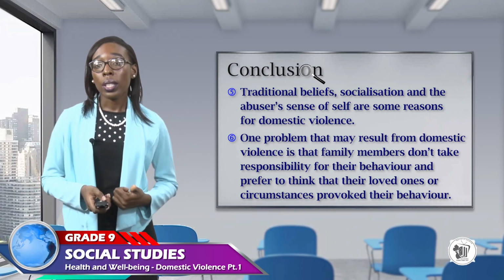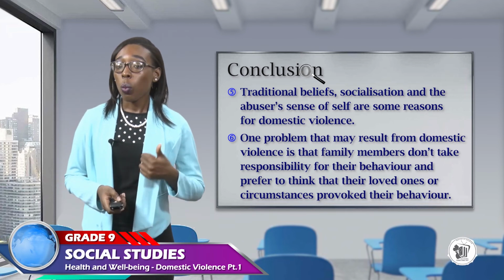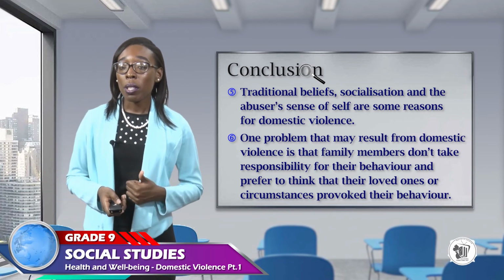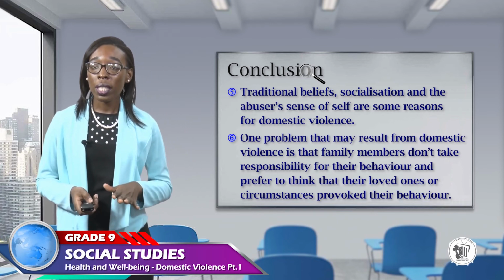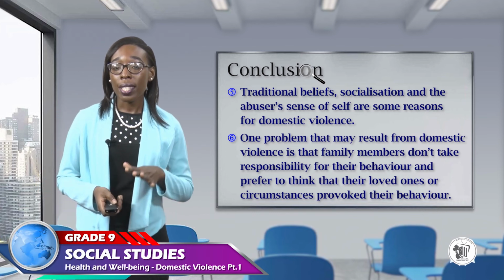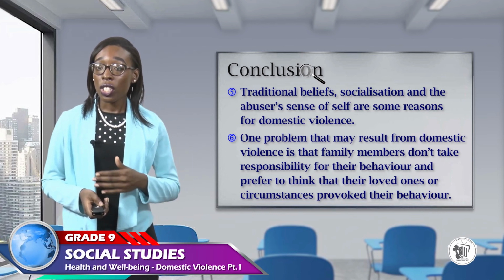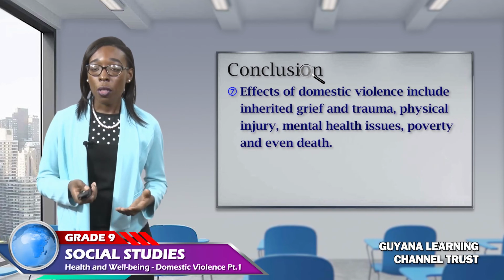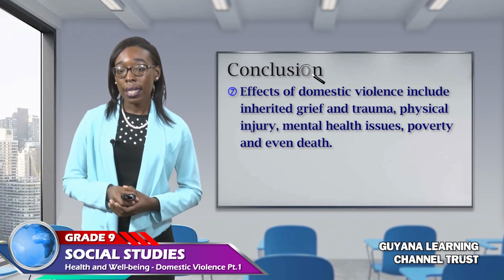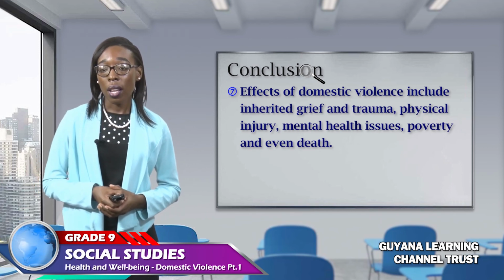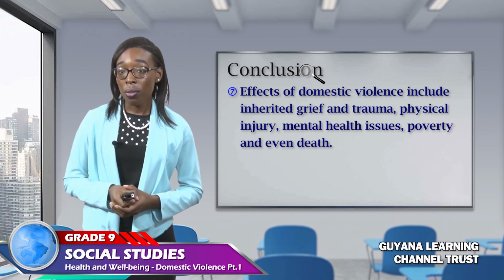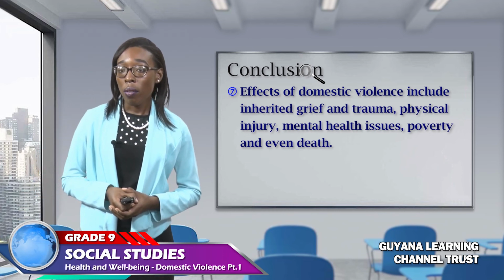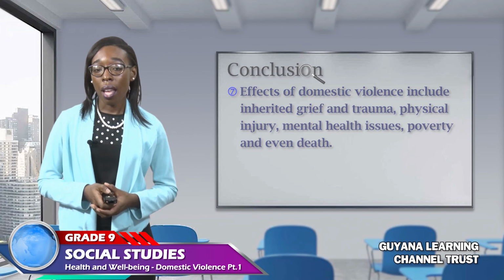A sixth point that we can take away from today's lesson is that one problem that may result from domestic violence is that family members don't take responsibility for their behavior and prefer to think that their loved ones or the circumstances provoked their behavior. The seventh point is that effects of domestic violence include inherited grief and trauma, physical injury, mental health issues, poverty, and can even lead to death.